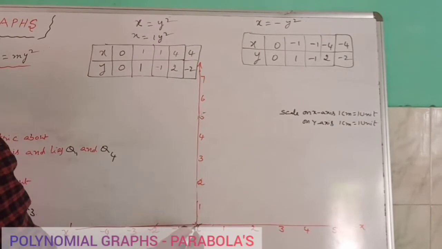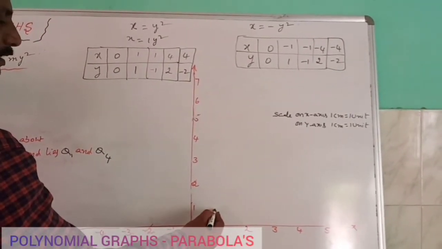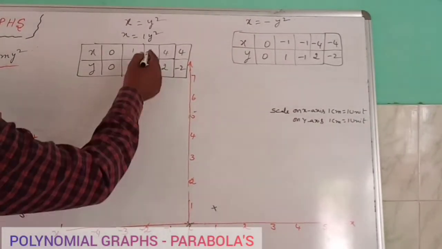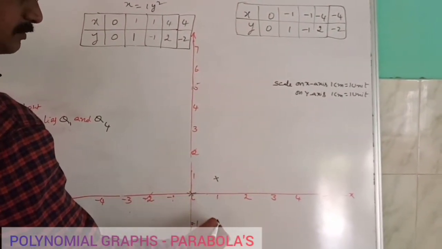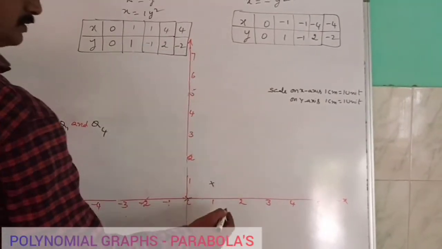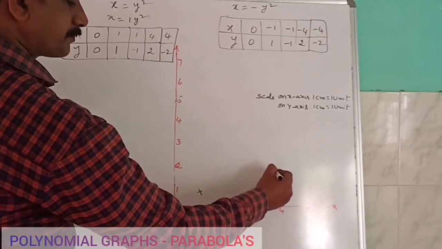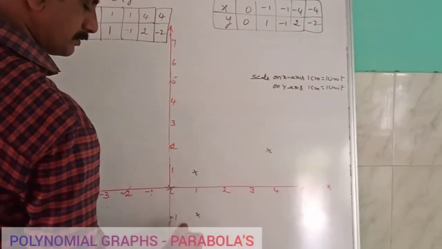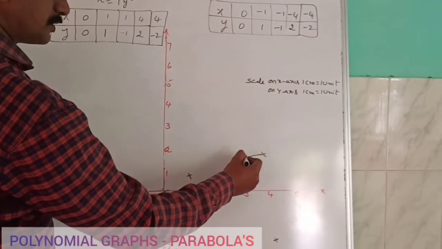0, 0 is the origin point. Then 1, 1: x value 1, y value 1. Then 1, minus 1: x value 1, y value minus 1. Then 4, 2, and next 4, minus 2. These points are joined into a smooth curve.